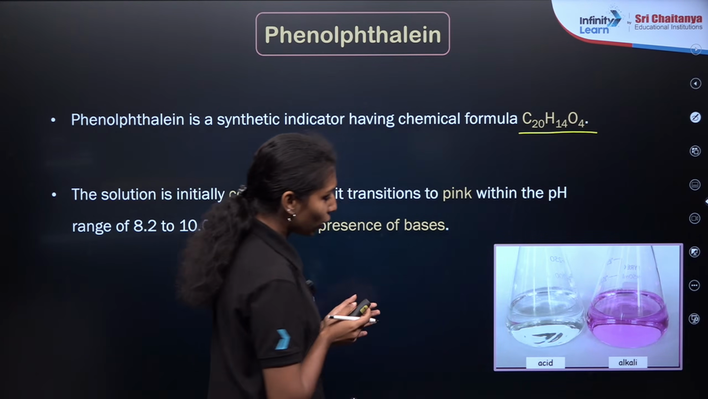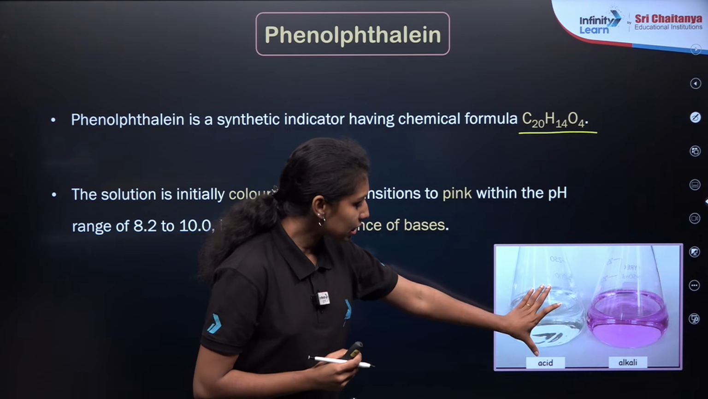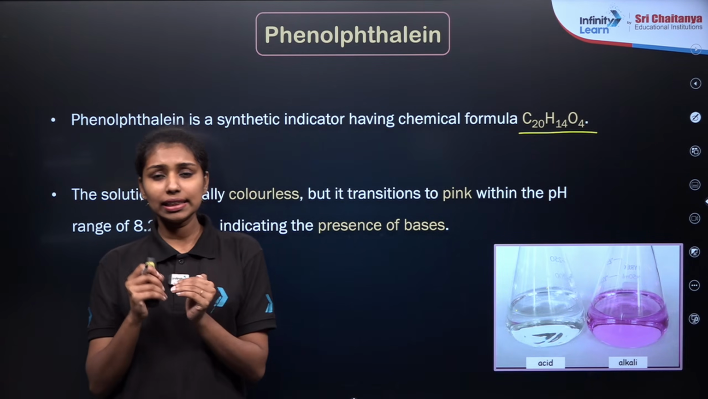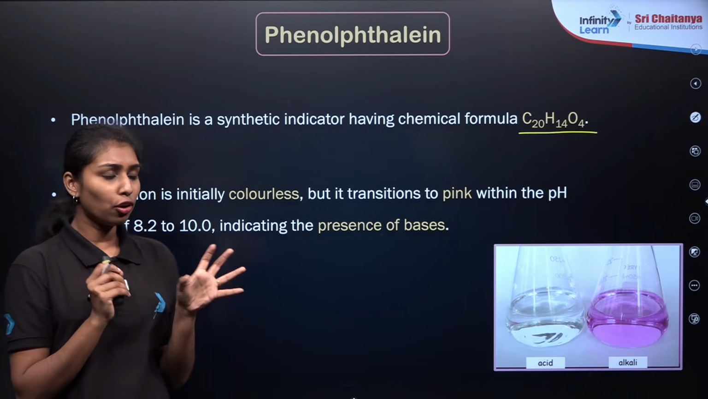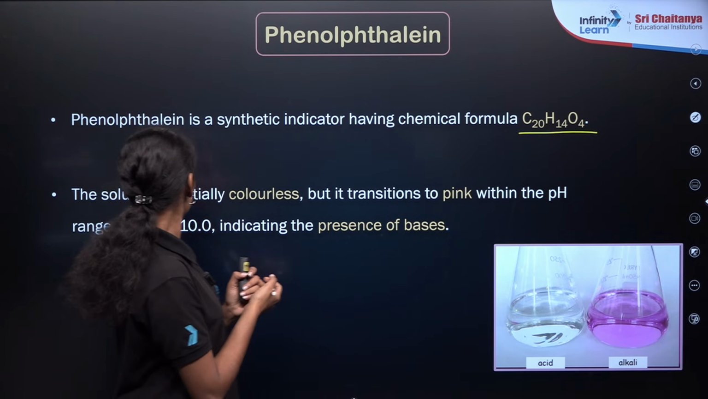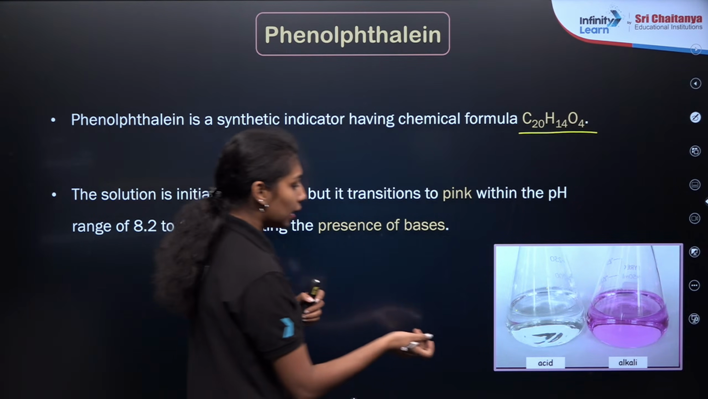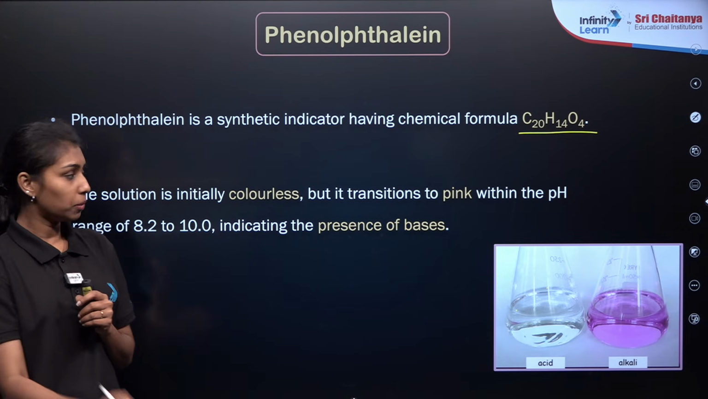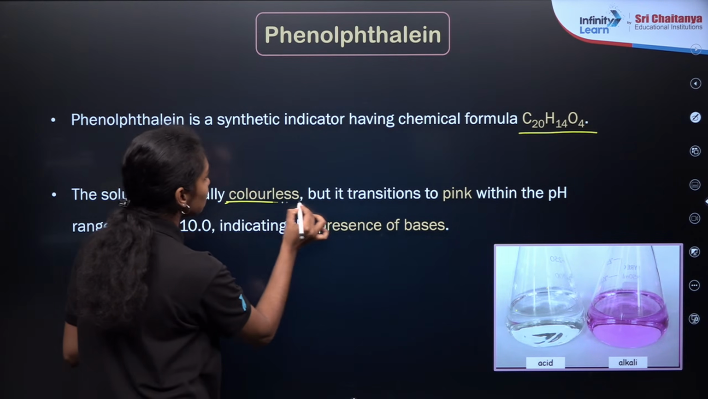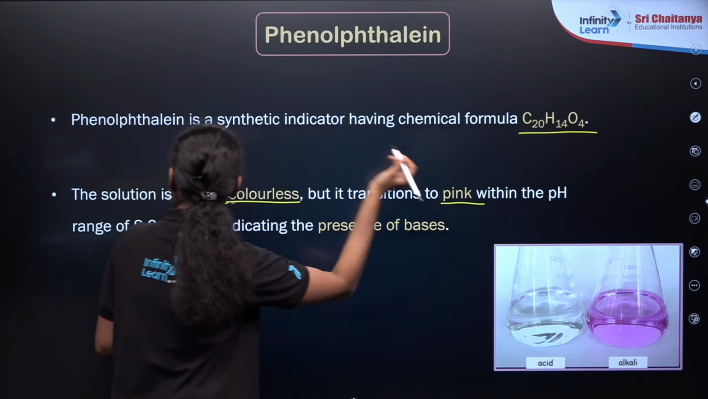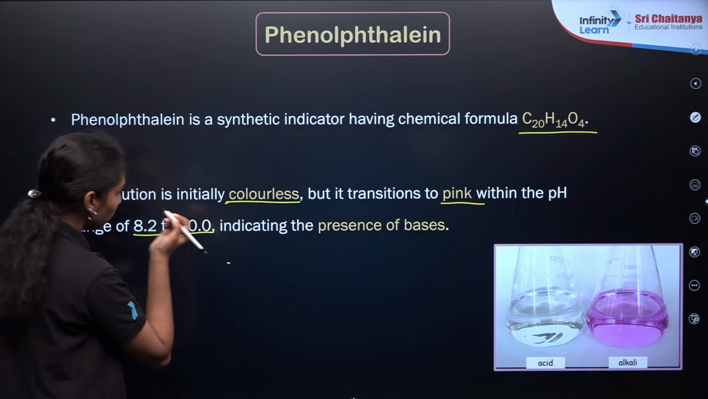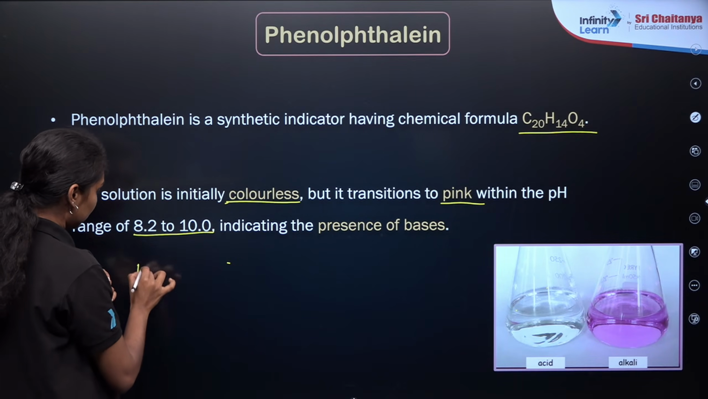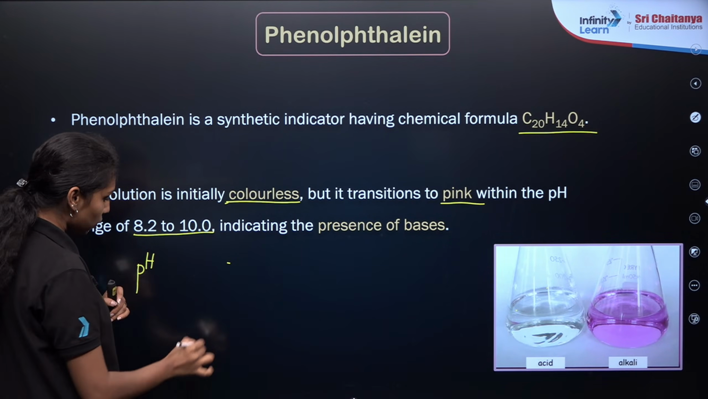What you are observing here is the acid solution, and this is the alkali solution. In general, phenolphthalein has a pink color, but if you add it into an acidic solution, it becomes colorless. So initially it is colorless, but it transitions to pink within the pH range of 8.2 to 10. I hope you have an idea about the pH scale, right? There is a pH scale present.